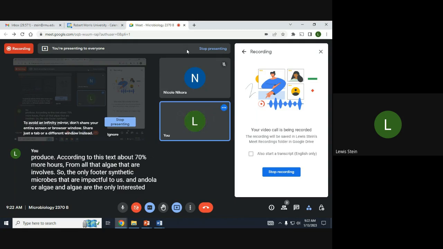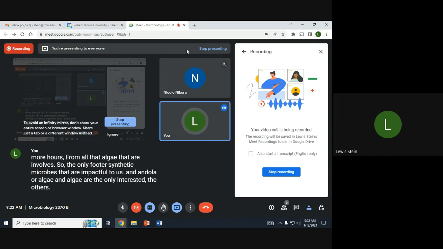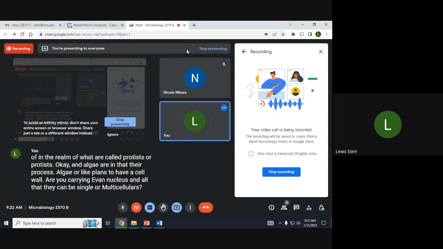The others are sort of in the realm of what are called protists. Algae are in that they're protists. Algae are like plants; they have a cell wall. They're eukaryotes, they have a nucleus and all of that. They can be single or multicellular. And basically, what's neat about them is they're photosynthetic, so it's like they gather their own energy and food sources. Another protist, and these are water organisms.